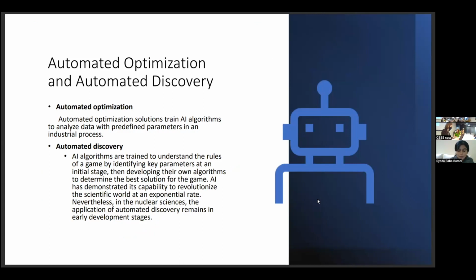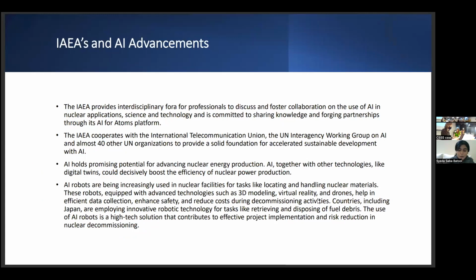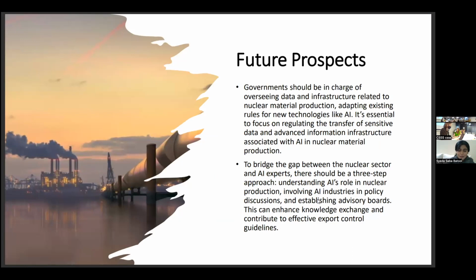Now, talking about the IAEA, it fosters collaboration on AI's use in nuclear applications through interdisciplinary fora and the AI for Atoms platform. AI holds potential for enhancing efficiency, safety, and predictive maintenance in nuclear energy production. Now, talking about the future, governments should be in charge of overseeing data and infrastructures related to nuclear material production, adapting existing rules. For new technologies like AI, it's essential to focus on regulating the transfer of sensitive data and advanced information infrastructure associated with AI in nuclear material production.